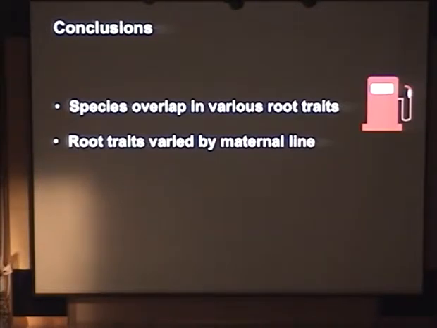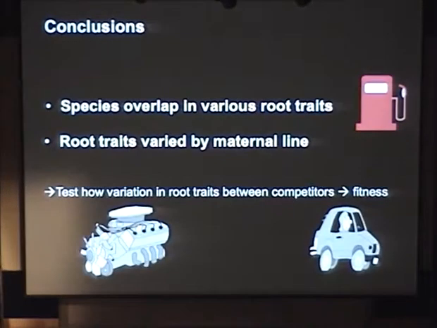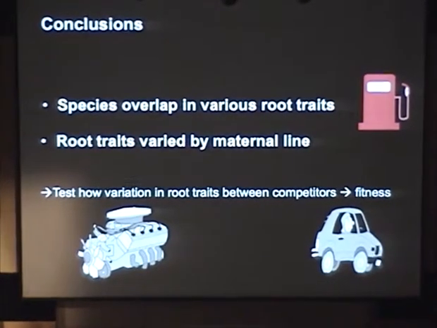And so my conclusions from this preliminary study are, first, that these root traits vary considerably between these 2 species. There is overlap and there are species differences. And secondly, and probably most importantly, there is some evidence for maternal line variation. So we kind of suggest that we have fuel for the process of character displacement. So the second step is to see, do we have the motor?